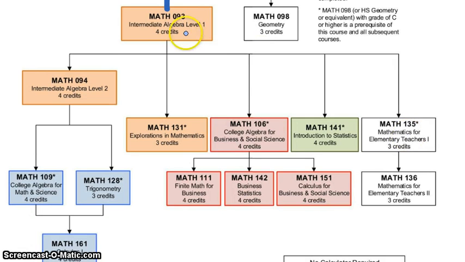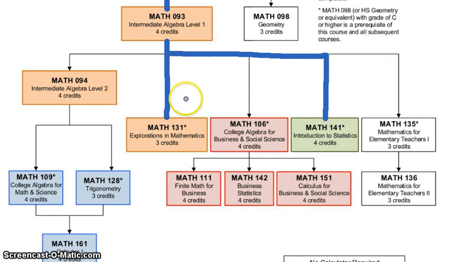So once Math 093 is completed, one of the most common tracks at Heartland is for people to go into one of our general education math courses, meaning after you complete intermediate algebra level 1, you're eligible to take Explorations in Math, Math 131, or Math 141, Introduction to Statistics. So those are our 2 general education courses. They're available to you as soon as this Math 093 course is completed. And for some degrees, these are your terminal math courses. That's all you would need to take.